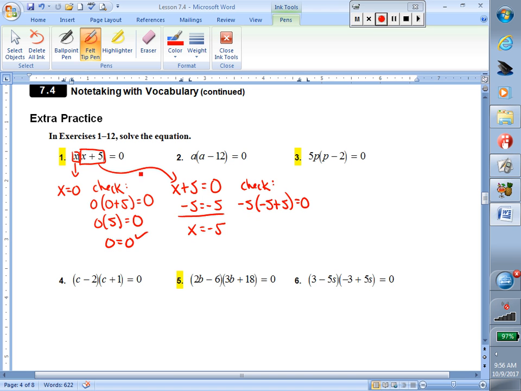Again, wherever I see an x, I'm putting a negative 5. Negative 5 plus 5 is 0. I have to do order of operations. Negative 5 times 0 is 0. So my solutions, yes, I need both of them. x equals 0 or x equals negative 5. I do need both of those solutions.